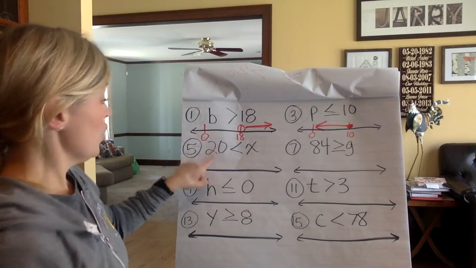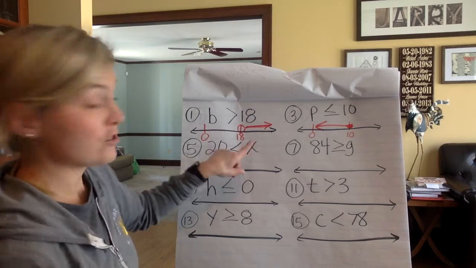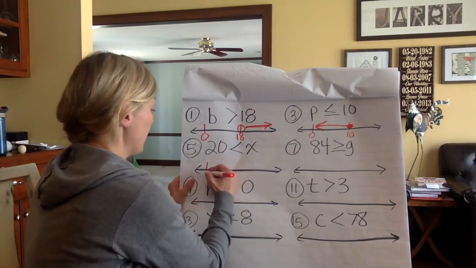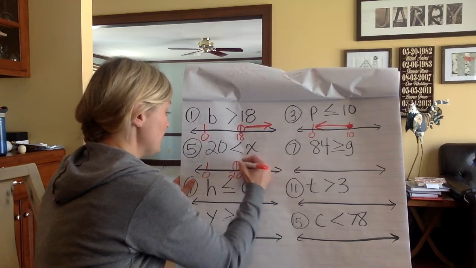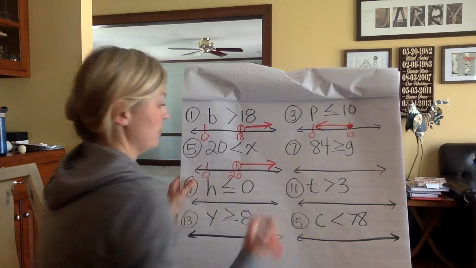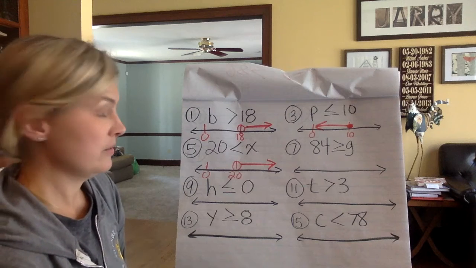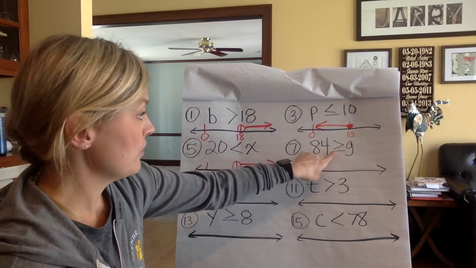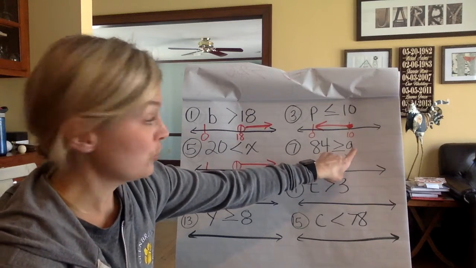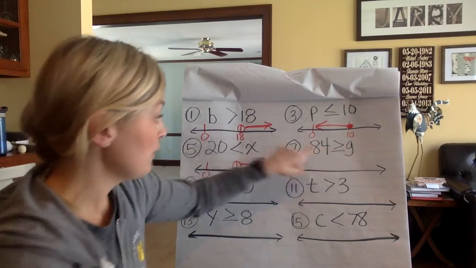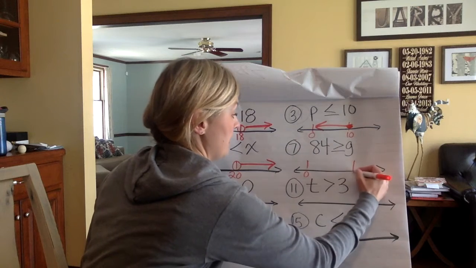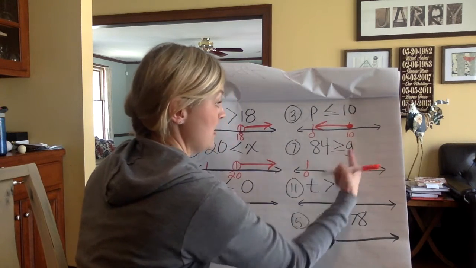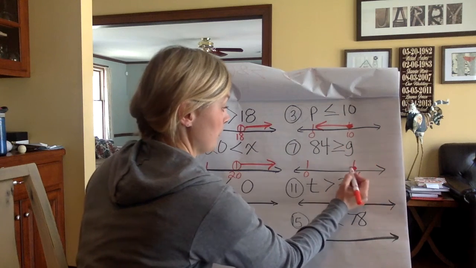In number 5, 20 is less than x, or read it backwards, x is greater than 20. So again, I'm going to have an open dot at 20, greater than is off to the right. Okay, in number 7, 84 is greater than or equal to g, or if we read it backwards, g is less than or equal to 84. So again, I'm going to have an 84, I'm going to have a closed dot because of this. g is less than or equal to, that is this way.